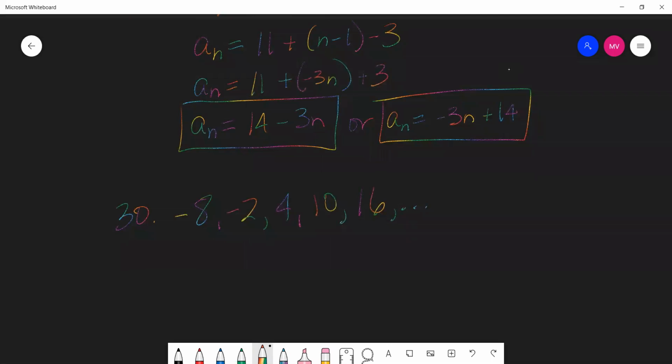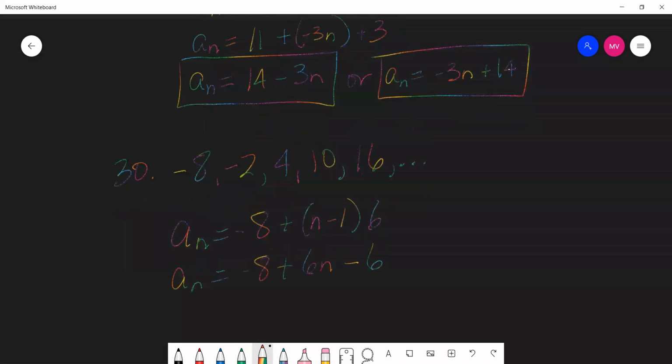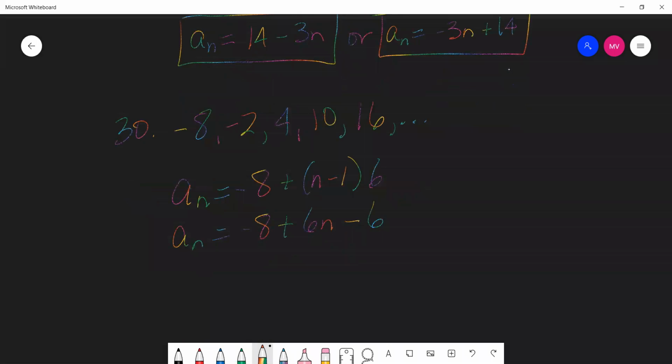Okay, so we're still working with explicit formulas. So AN equals A1. What's the value at A1? Negative 8 plus N minus 1. And then what's our difference? Positive 6. Yes, we're getting bigger. Okay, so distribute: AN equals -8 plus 6N minus 6. What's -8 minus 6? -14. Good.